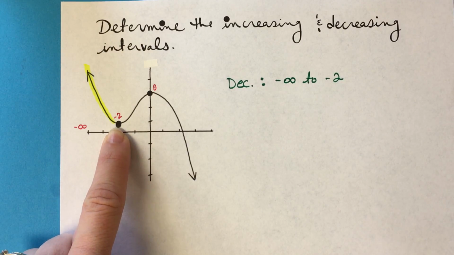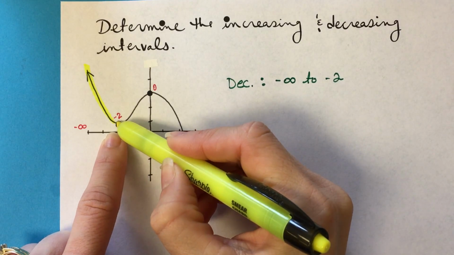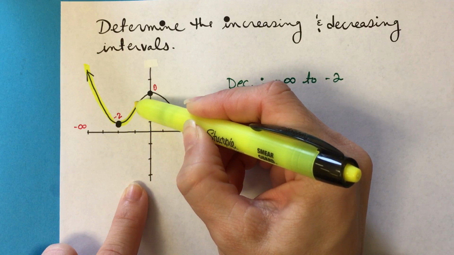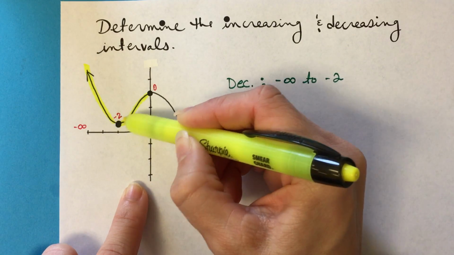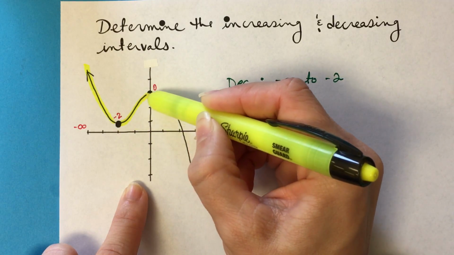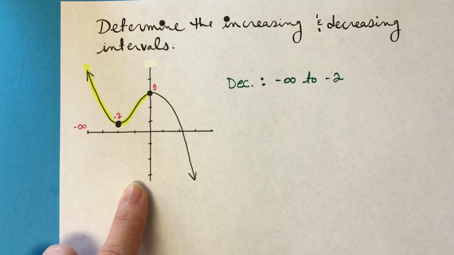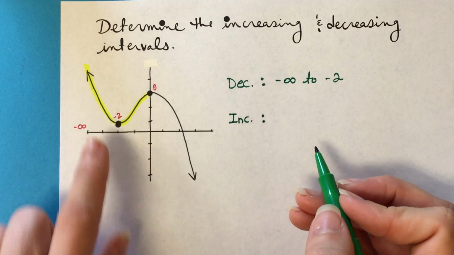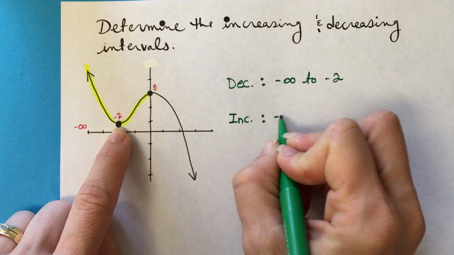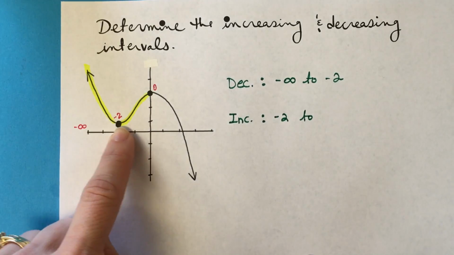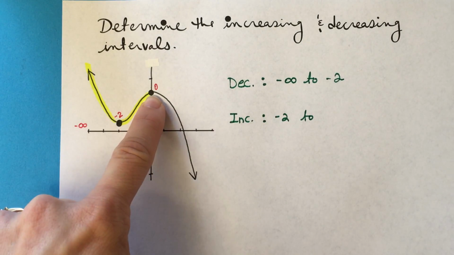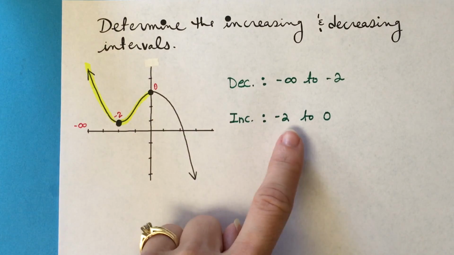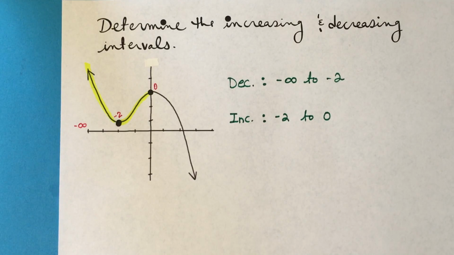Now, if I keep tracing, let me start right here where I left off. I'm going to start at this point and trace this portion of the graph. But this portion, I'm tracing up. I'm going up a hill. If you're tracing a portion that goes up, then that has to be a portion that's increasing. So it starts at -2, and it increases through this whole section until I get here at the top at 0. So it increased from -2 to 0.